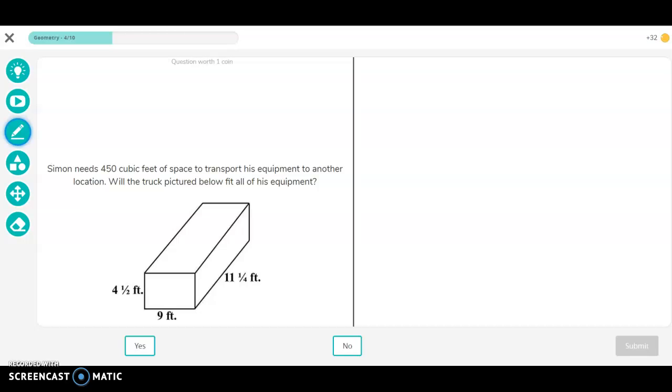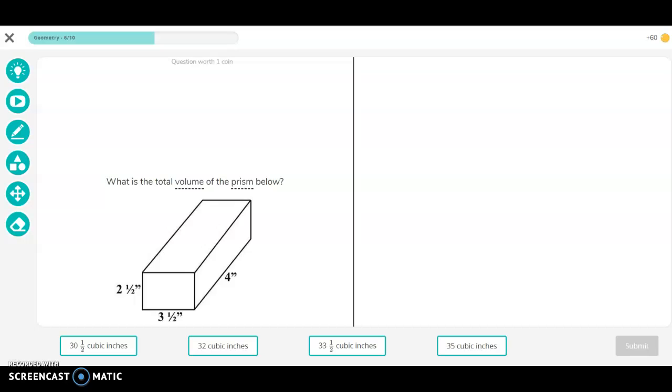So you remember, you're going to take your three numbers and multiply them together. So we have 11 1/4 times 4 1/2 times 9. Use your calculators is what I'm going to encourage you to do. And then if it's more than 450, it's going to work. If it's less, it won't.